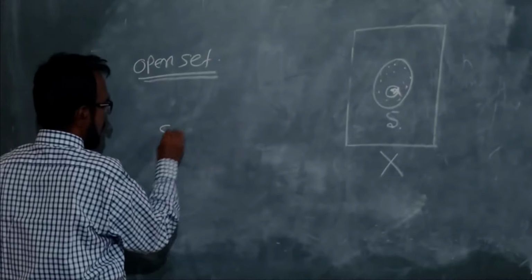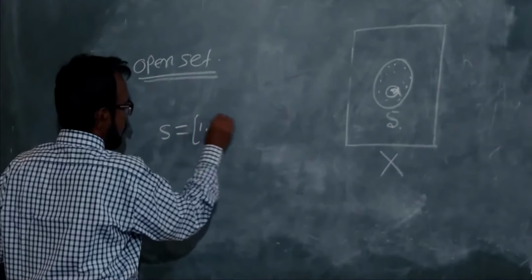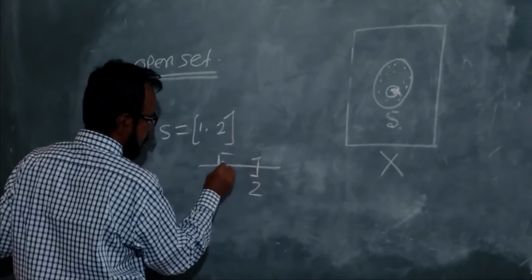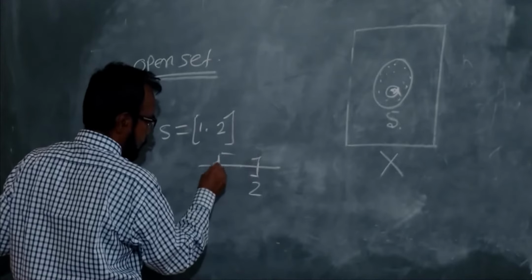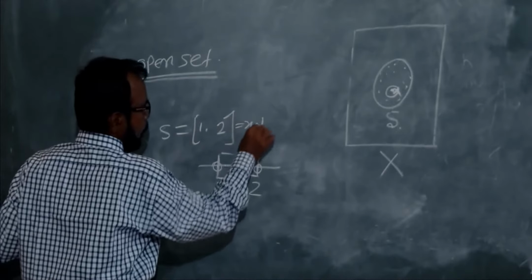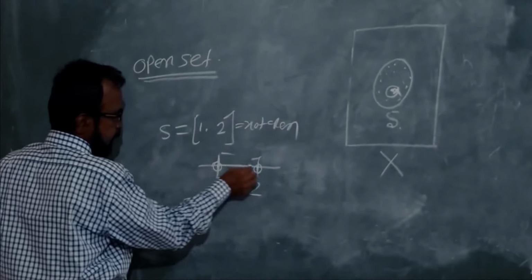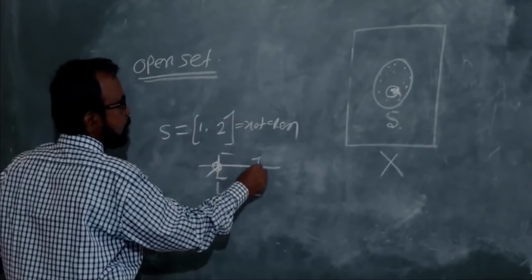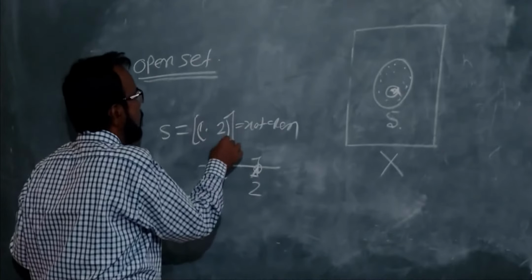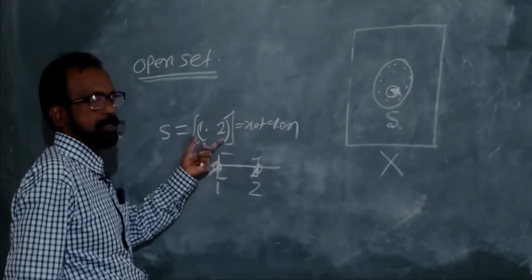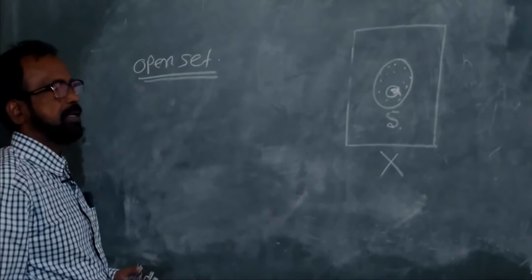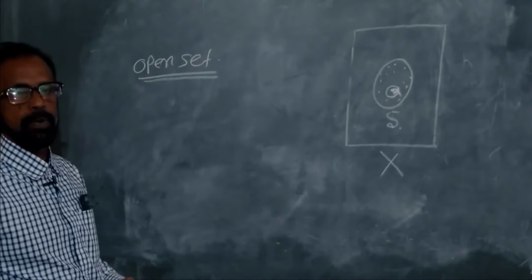Similarly, S is equal to the closed interval from 1 to 2, exact 1, exact 2. Each point is an interior point, but 1 is not an interior point, 2 is not an interior point. So S is not open. This set is not open. S is equal to the open interval, so each point is an interior point, so S is open. A set is called open if every point is an interior point. This is the definition of an open set.